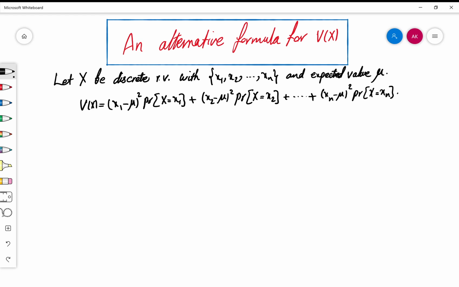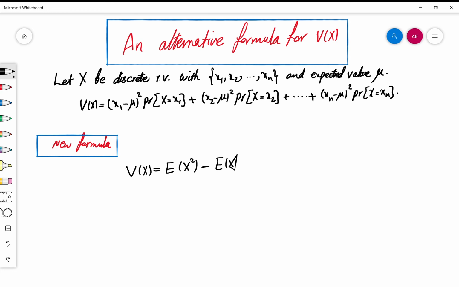Well, this formula, as you can see, is the main definition, but there's another way of doing this. This is a fact. This is a new formula. Let me write it as the new formula. What does it say? It says that for a random variable, V(X) can be computed in a different way also. You can do E of X squared minus E of X, squared.